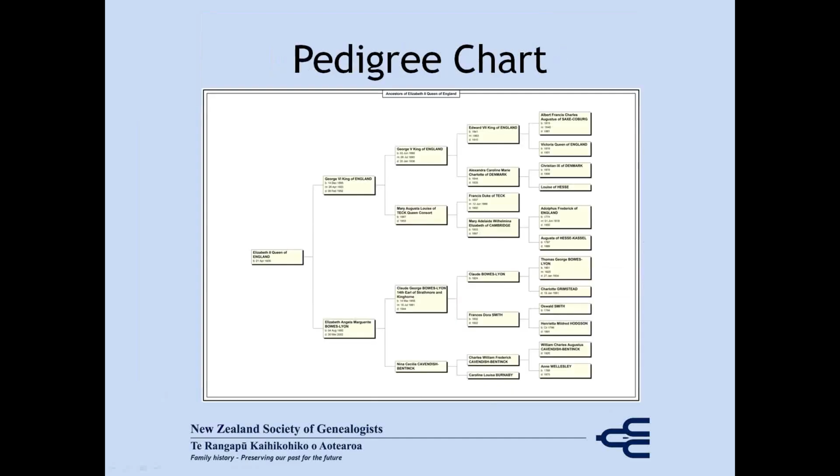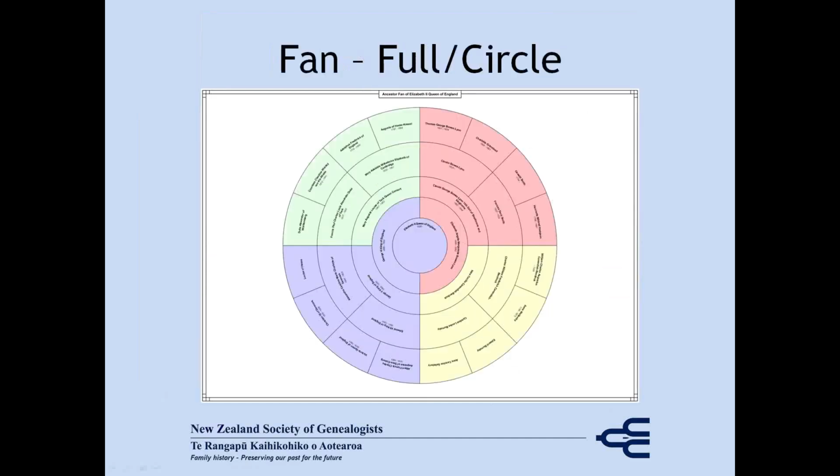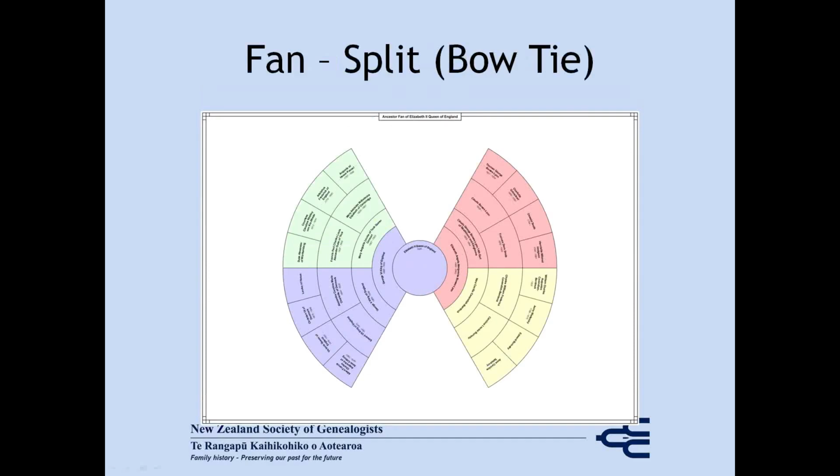If you're celebrating a significant event like a birthday, you might like to look at a pedigree chart. This shows a person and all their ancestors. Now, this is what is called the horizontal version, but there's also a vertical version where the significant person is at the bottom and their family is shown like a tree going up from them. Fan charts can be a colourful way of representing information. This is a half fan. There's also a full fan or a circle chart. And if you're into bow ties, there's what's called a split fan or a bow tie chart.